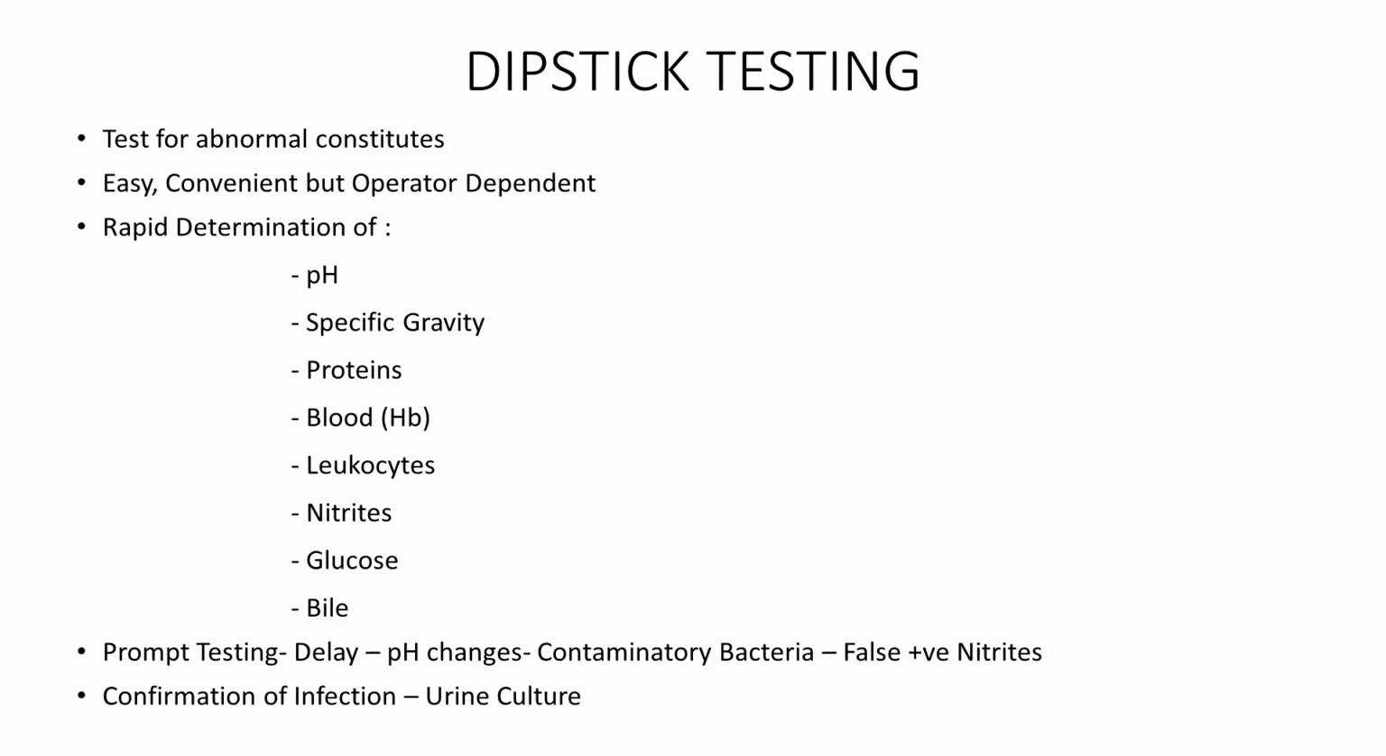Now, dipstick testing identifies the abnormal constituents in the urine. It is easy, convenient, but operator dependent. That means you have to match the color of the urine on the dipstick with the chart provided, and it gives you information about the pH, specific gravity, protein, blood, that is hemoglobin, leukocytes, nitrites, glucose and bile. Prompt testing is essential. Otherwise, if the urine is kept standing before you apply the dipstick, there are pH changes and contaminant bacteria can grow in it and give you a false positive nitrite test. And for infection, you have to confirm it by urine culture.